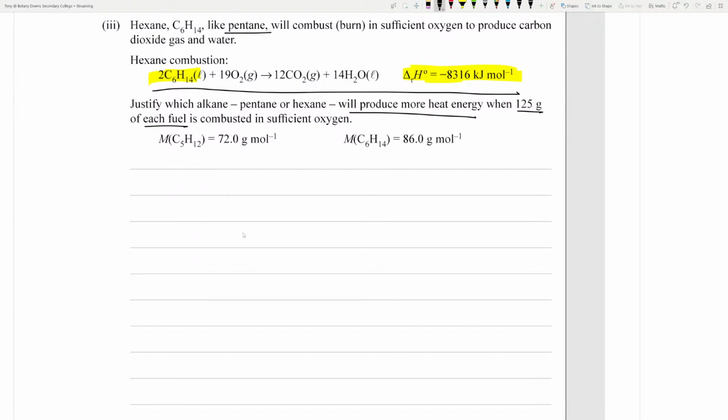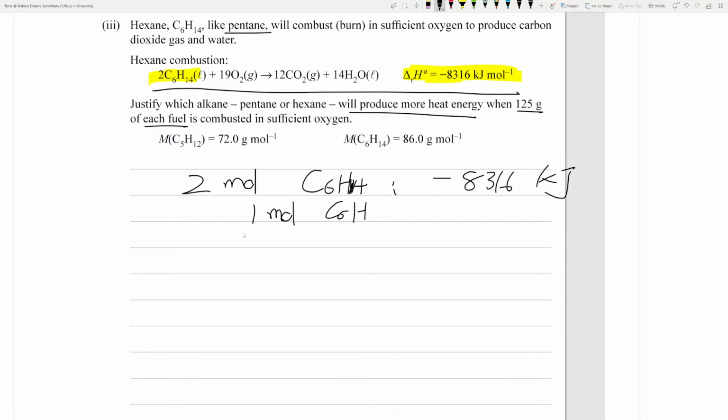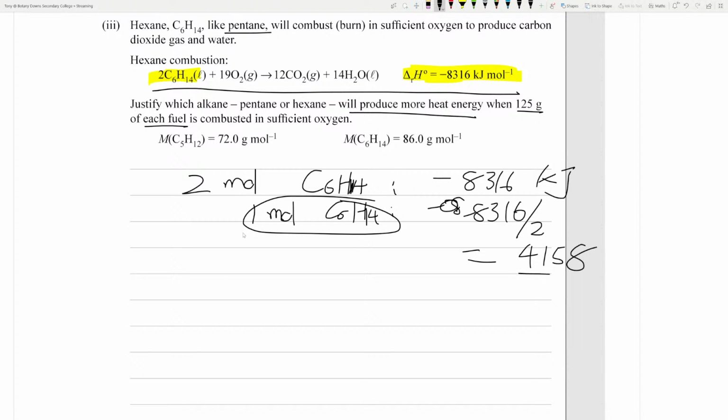Alright, so can you see for every 2 moles of C6H14, that releases 8316 kilojoules. So for 1 mole of C6H14, that is negative 8316 divided by 2, which, where's my calculator, would be 4158. Okay, so 1 mole of C6H14 gives you 4158 kilojoules of energy.